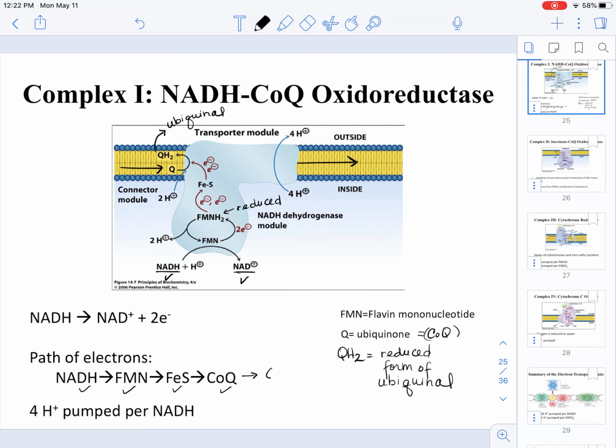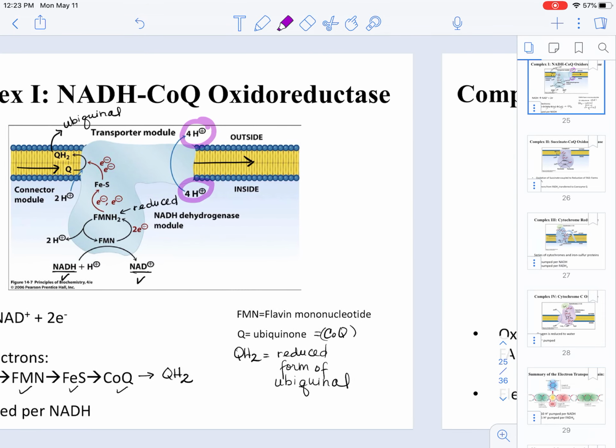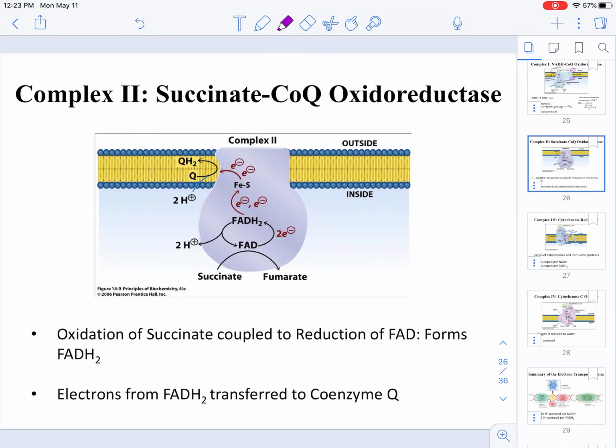Then this is QH2. Understand that during this process, there are also going to be protons pumped. Specifically, 4 protons, and I'm going to highlight that. 4 protons from the matrix of the mitochondria are going to be pumped into the inner membrane space of the mitochondria.